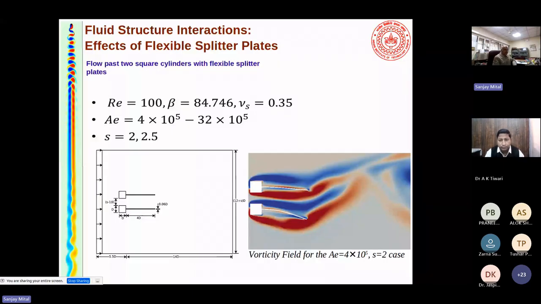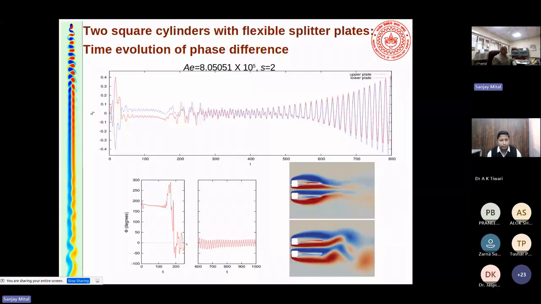So what happens if you have two plates? Here is an example of two plates, and something very interesting happens. Initially they vibrate out of phase, and then finally they can vibrate in phase. That's what is shown in this picture. This is the initial part of the simulation, and the final part where they are vibrating in phase.